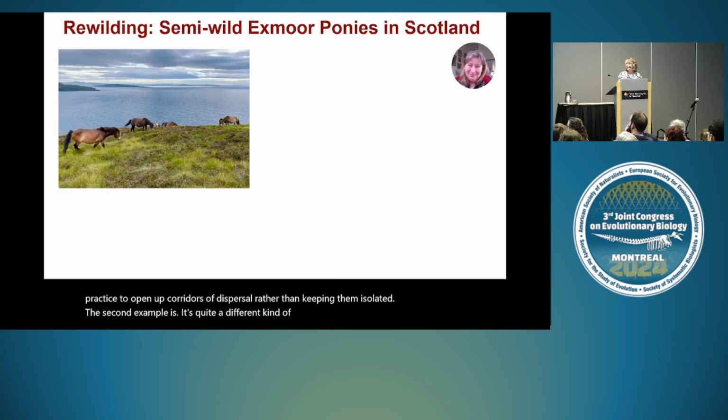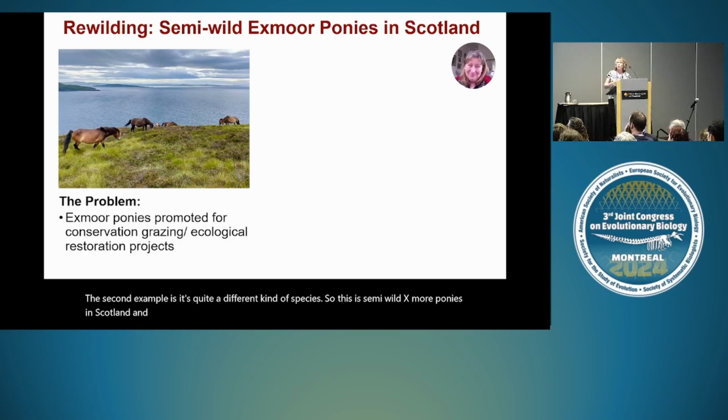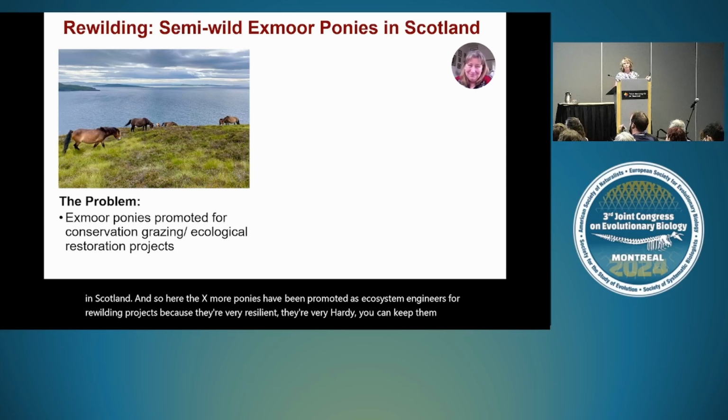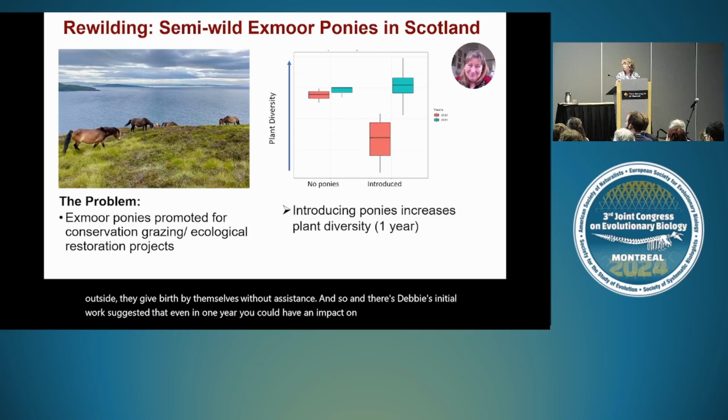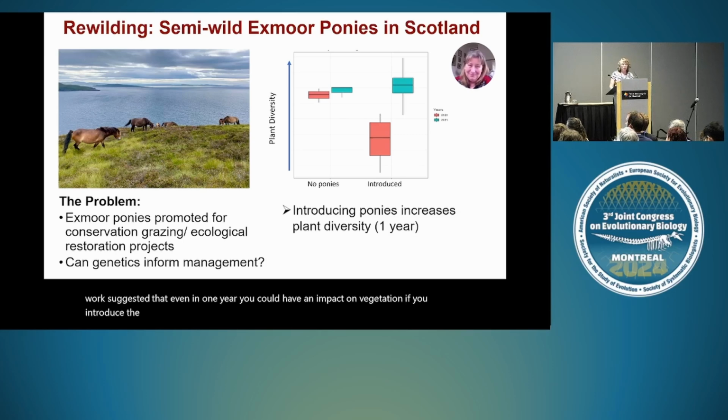So this is semi-wild Exmoor ponies in Scotland. Here the Exmoor ponies have been promoted as ecosystem engineers for rewilding projects because they're very resilient. They're very hardy. You can keep them outside. They give birth by themselves without assistance. And Debbie's initial work suggested that even in 1 year, you could have an impact on vegetation if you introduce the ponies. So what she wanted to know was, can genetics inform management of this group?